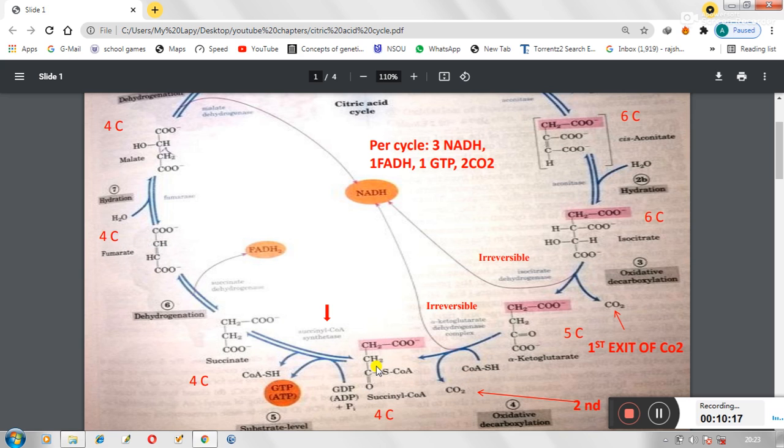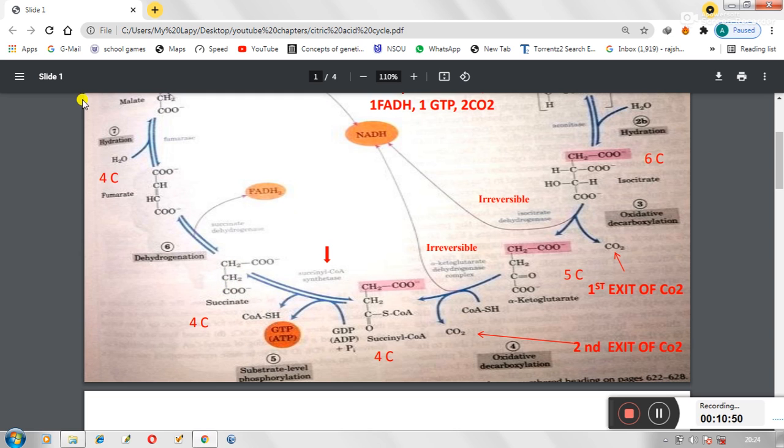This succinyl coenzyme A is converted into succinic acid, and this step is a substrate level phosphorylation, and 1 GTP molecule is produced in this case. This succinic acid is a 4 carbon compound. Coenzyme A is released, and this succinate will be converted into fumarate. These are not isomers. This is a dehydrogenation reaction: when succinate is converted to fumarate, one FADH2 is produced.